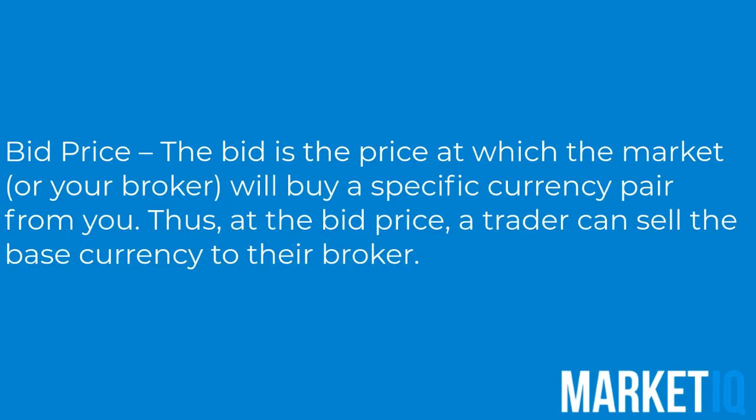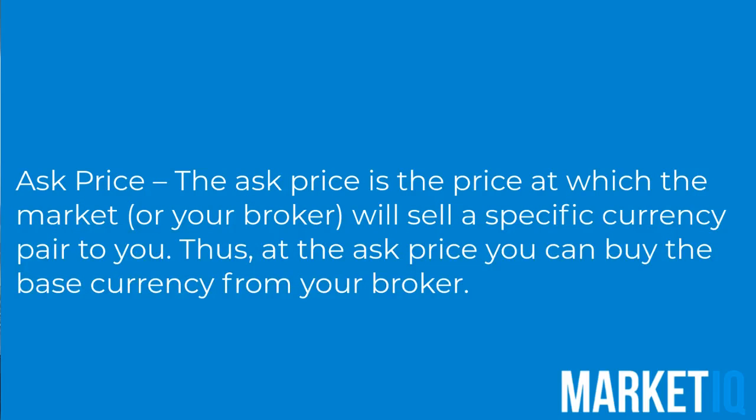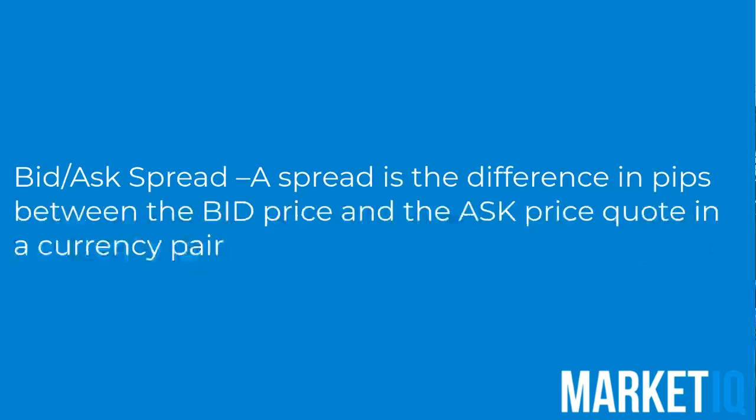So let's take a look at the bid and ask price to go a little bit further into all of this. Bid price. The bid is the price at which the market or your broker will buy a specific currency pair from you. Thus, at the bid price, a trader can sell the base currency to their broker. Ask price. The ask price is the price at which the market or your broker will sell a specific currency pair to you. Thus, at the ask price, you can buy the base currency from your broker. The bid/ask spread, also known as the spread, is the difference in pips between the bid and the ask price in the currency pair.